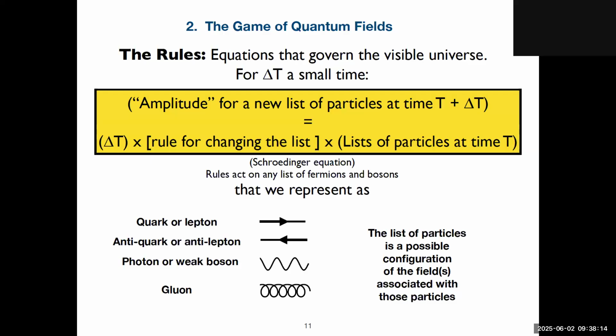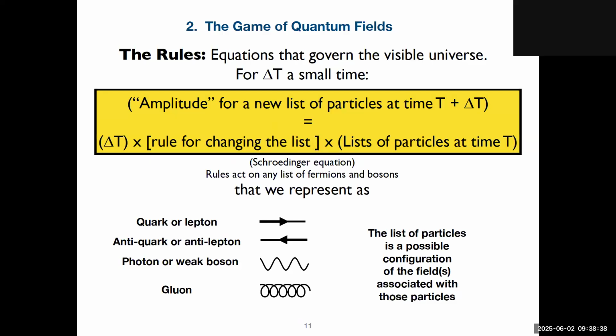So what I'd like to do in the remainder of this first lecture is give this little outline of what I like to call the game of quantum fields. And the rules are equations that govern the visible universe. That's not bad. So, and here's the basic rule. And the basic rule goes by the name that I'm sure you've seen, the Schrodinger equation, okay?